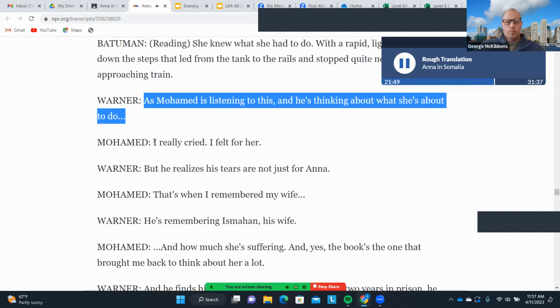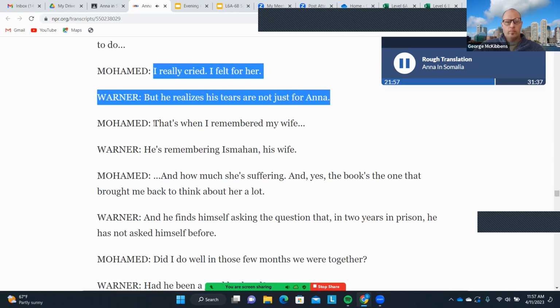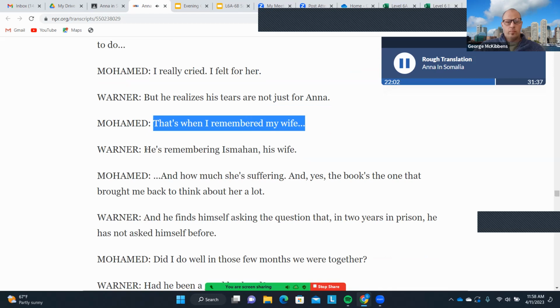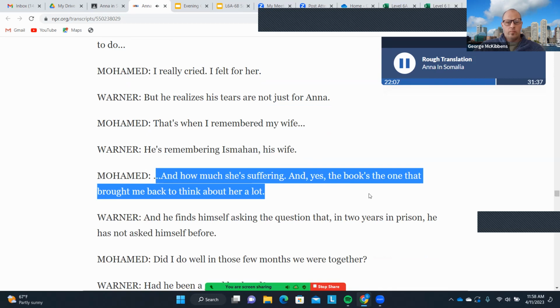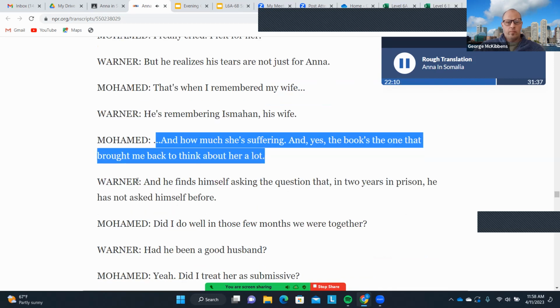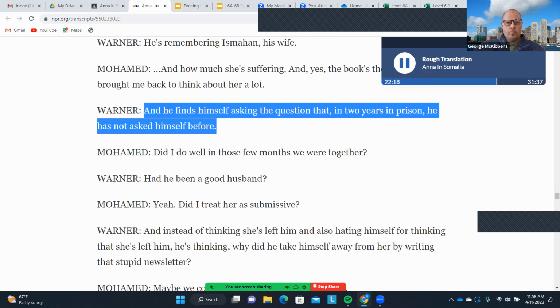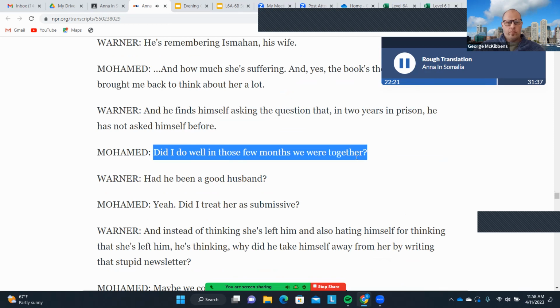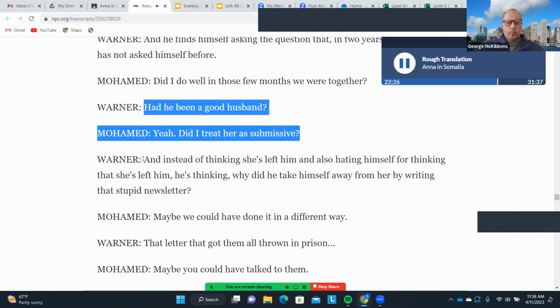As Mohammed is listening to this, and he's thinking about what she is about to do, I really cried. I felt for her. But he realizes his tears are not just for Anna. That's when I remember my wife. And he's remembering Ismahan, his wife. How much she's suffering. And yes, the book's the one that brought me back to think about her a lot. And he finds himself asking a question that in 2 years in prison, he has not asked himself before. Did I do well in those few months we were together? Had he been a good husband? Did I treat her as she deserved?